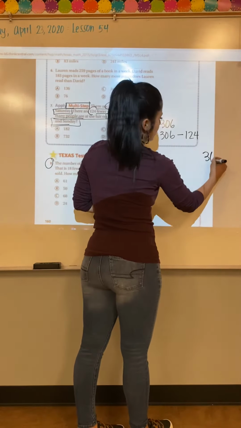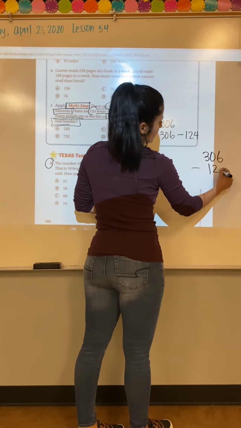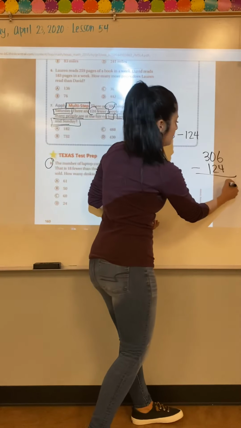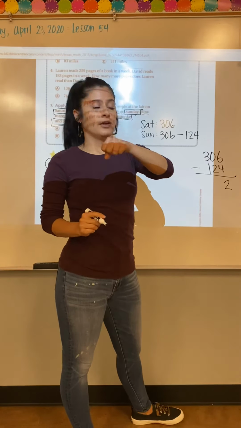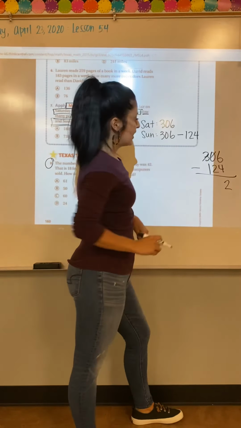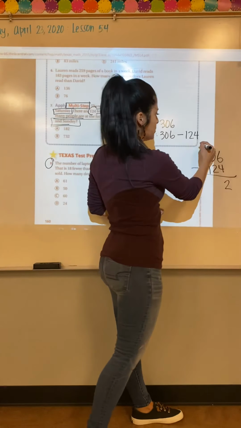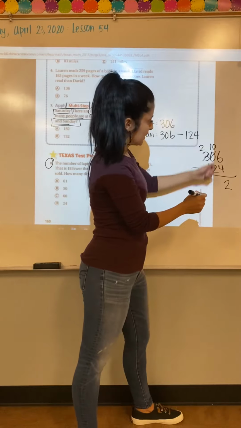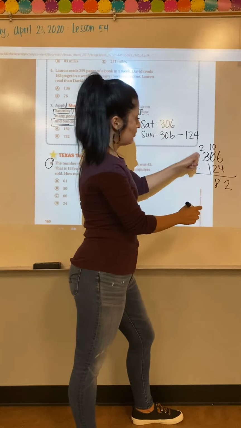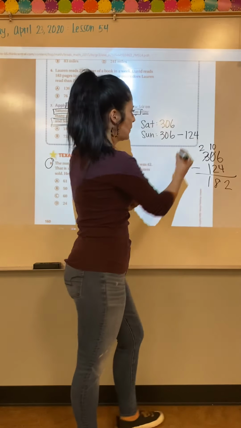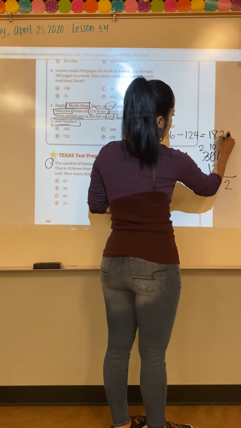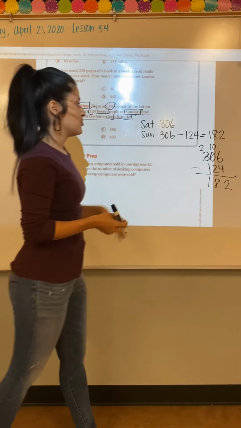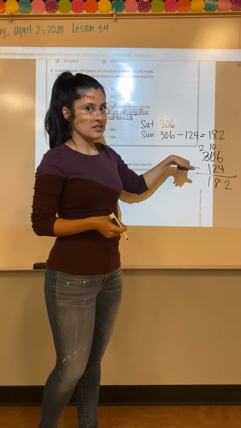So let's set it up. 306 minus 124. 6 minus 4 is 2. Can I do 0 minus 2? No. Go next door, get 10 more. That 3 becomes a 2. 0 gets 10 more. 10 minus 2 is 8. 2 minus 1 is 1. So 182. Now, if you notice, 182 is an answer choice.